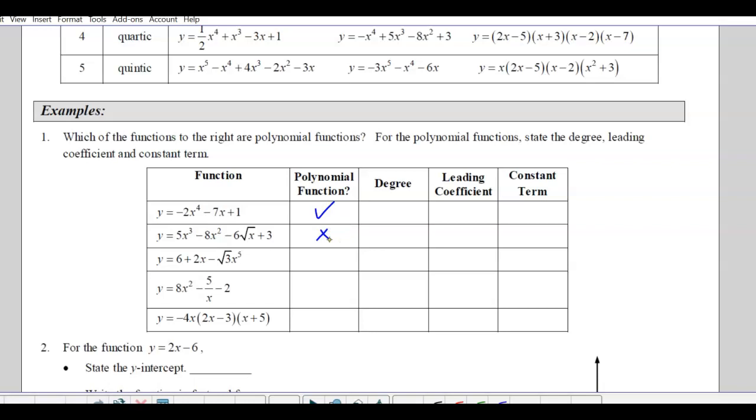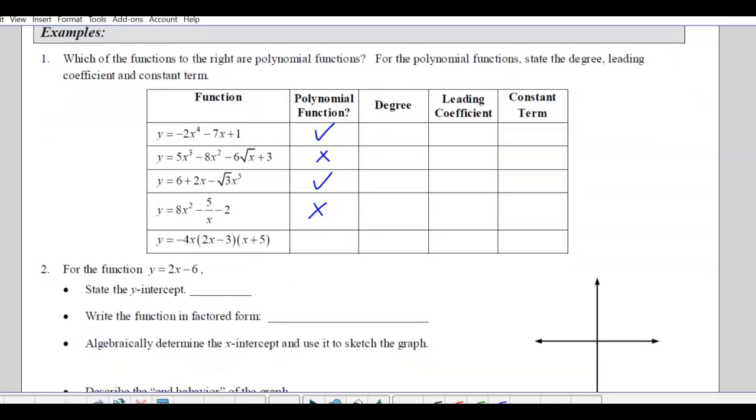1, 5, the root 3 doesn't matter. That's a real number. That's fine. So that is a polynomial. 2 would be x to the -1, and -1 is not a whole number, so that's not a polynomial function. And then the last one, if we expand that out, we'll get an x cubed.